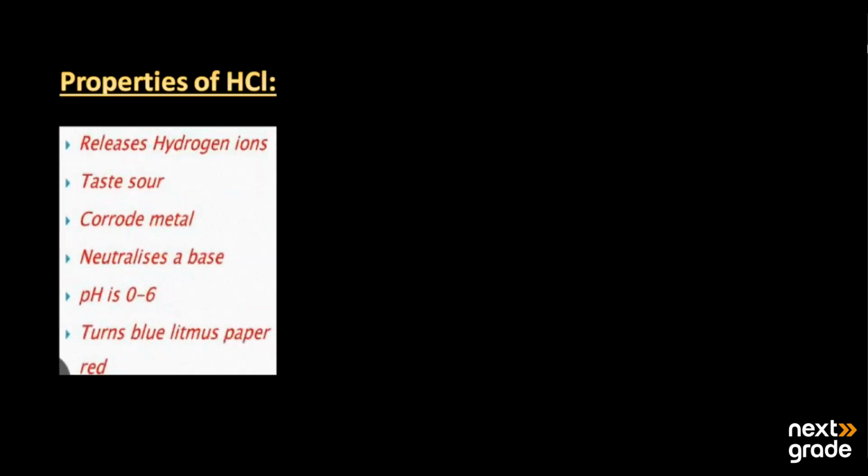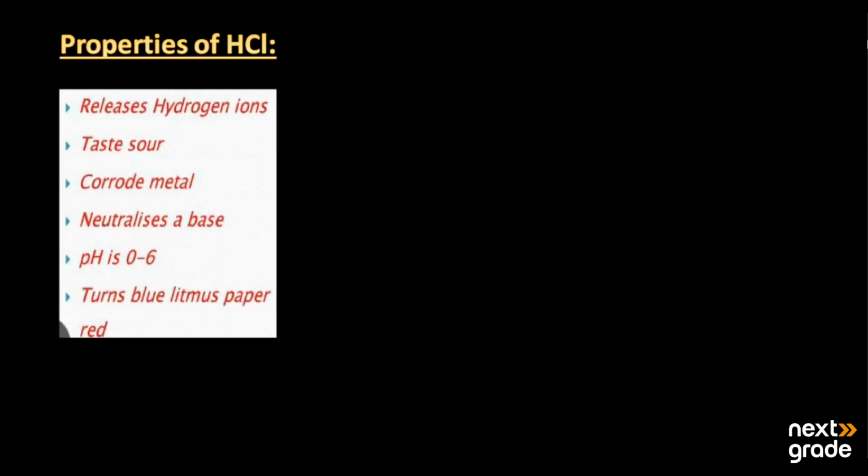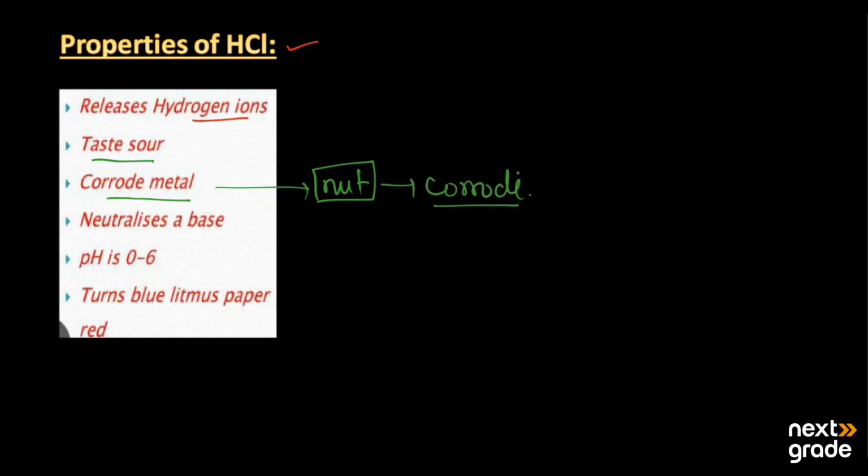Then we have properties of HCl. It has the formula HCl, hydrogen and chlorine, and it releases hydrogen ions upon dissociation. Its taste is sour. It can corrode metals, meaning it helps to rust out the metals. It is also used to neutralize bases.